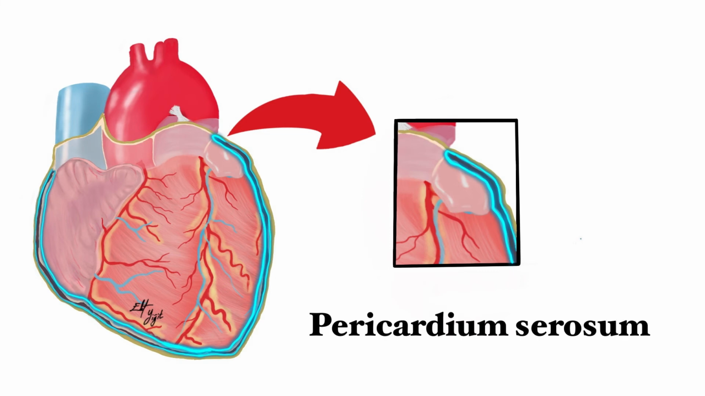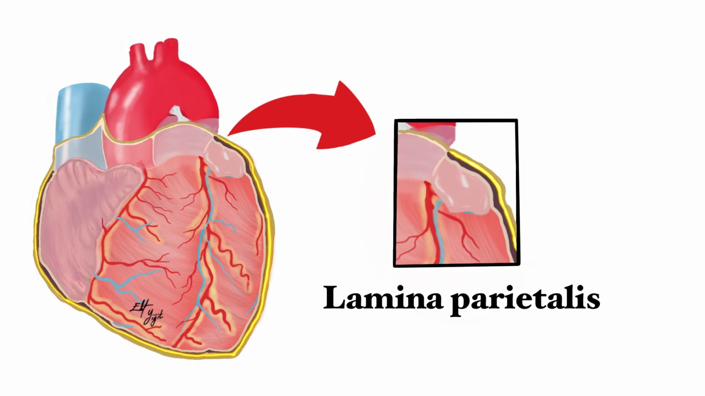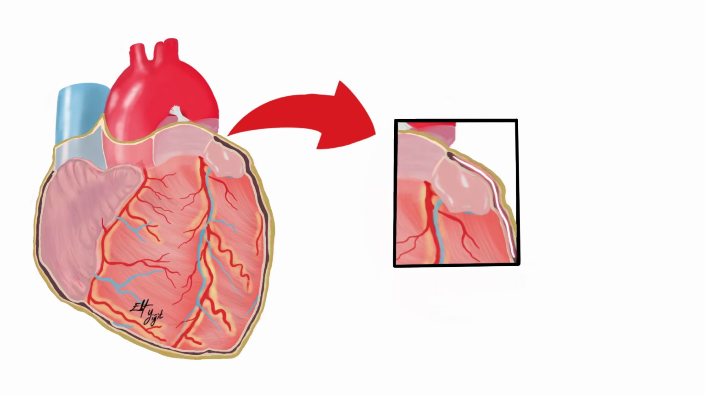It prevents the heart from suddenly enlarging. Pericardium serosum also has two layers. These are lamina visceralis or epicardium, and lamina parietalis. The lamina parietalis is located more externally and adheres to the pericardium fibrosum, while the lamina visceralis, called the epicardium, is firmly attached to the heart. The space between these two layers is called cavitas pericardialis or pericardial cavity.